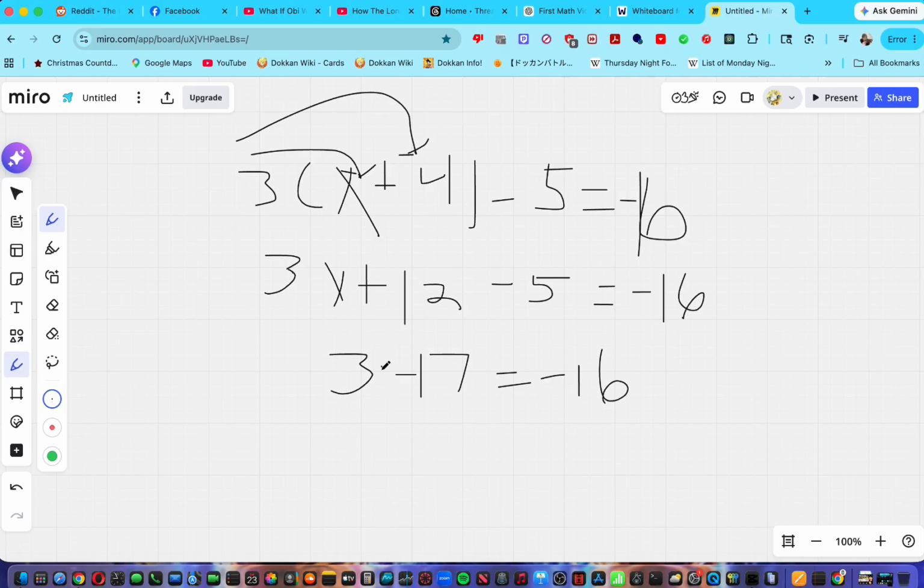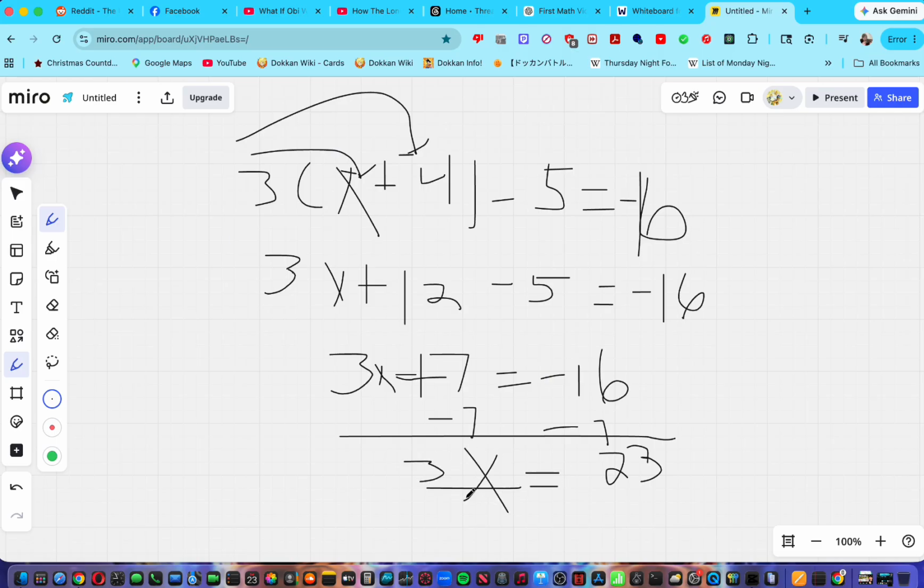plus 3x, and then minus 7: 18, 19, 20, 21, 22, 23. Now, what you could do here is end up getting to here, realizing, oh, this answer is not right.